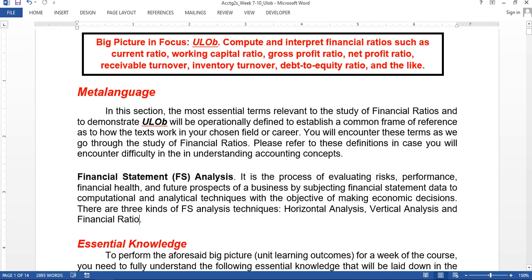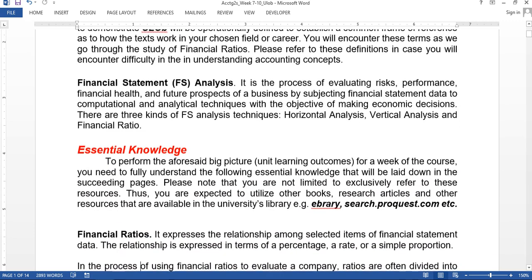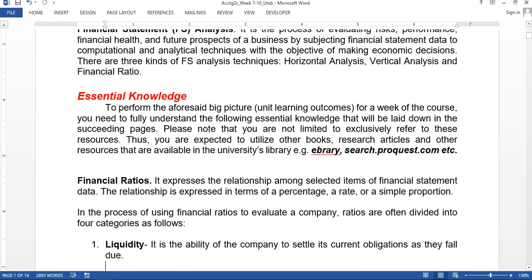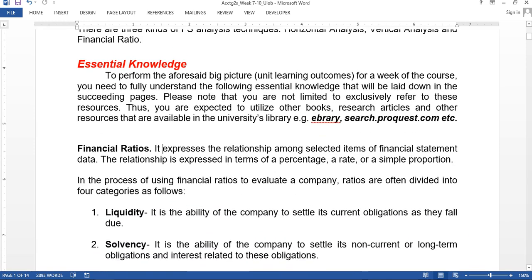So, sa financial ratio, ang daming formula nito, guys. So, what you're going to do, it may be to summarize all the formula. So, kung yung pinabuhat dati. Okay? So, essential knowledge here, financial ratios. It expresses the relationship among selected items of financial statement data. The relationship is expressed in terms of percentage, rate, or simple proportion.